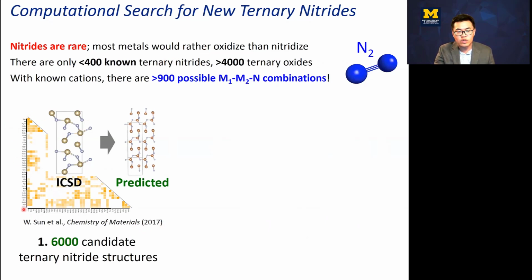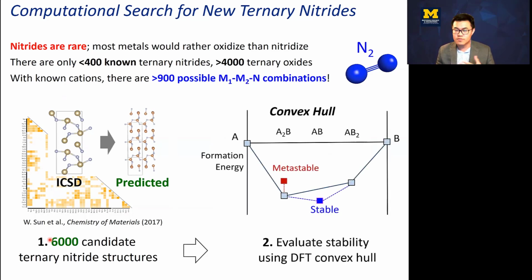We data mine which elements are likely to substitute for one another. And then from this, we take the few known ternary nitrides and we generate over 6,000 candidate ternary nitride structures. Now, these are all hypothetical materials. They may not necessarily exist, but what we do next is we evaluate the thermodynamic stability of these 6,000 compounds using something called the convex hull approach, which is very common in our field of computational material science.